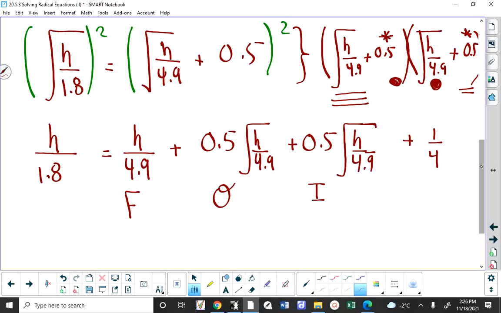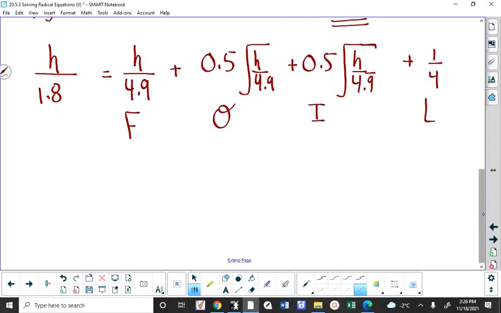So cleaning this up a little bit, this is the last. I end up with h over 1.8 equals h over 4.9 plus root h over 4.9. And this is a tough problem. I get h over 4.9 as a radical because I have half of that plus half of that. And then I also have, and you know what? I am going to go 1 over 4.